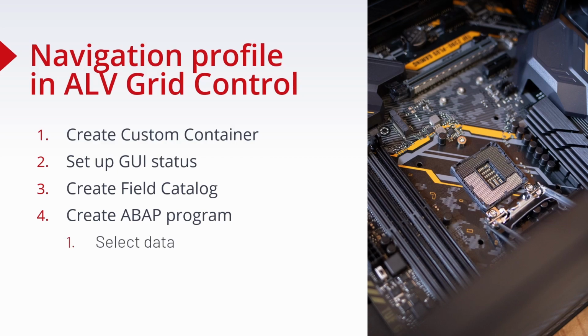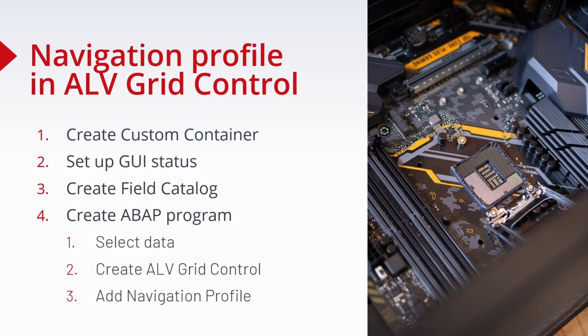So we will select the data, we will create the ALV grid control, the defined ALV grid control. Then we will add the navigation profile. I think this is the most important step regarding navigation profiles we're going to watch. And then last but not least, we will call the ALV grid control with the selected data. So these steps are needed to add a navigation profile in the ALV Grid Control, and I would like to show you these steps directly in the SAP system.